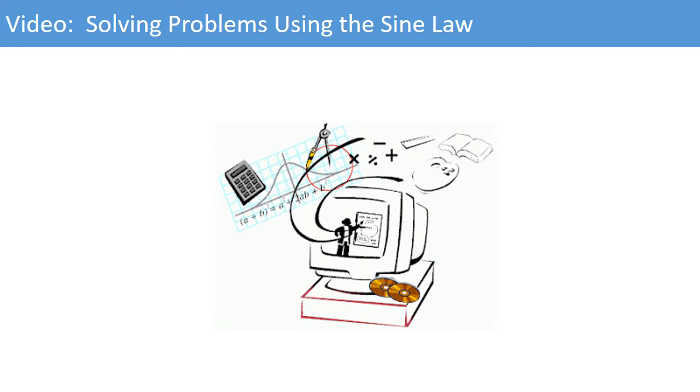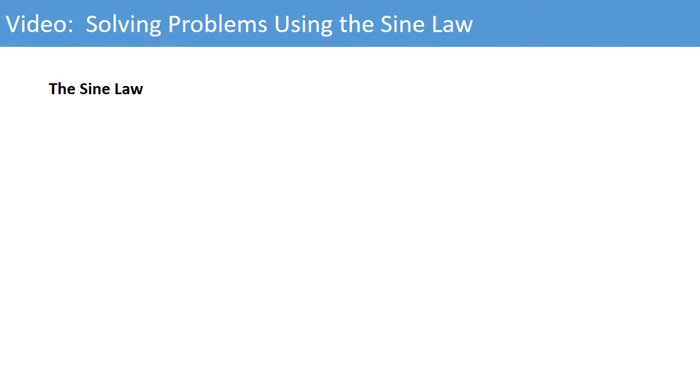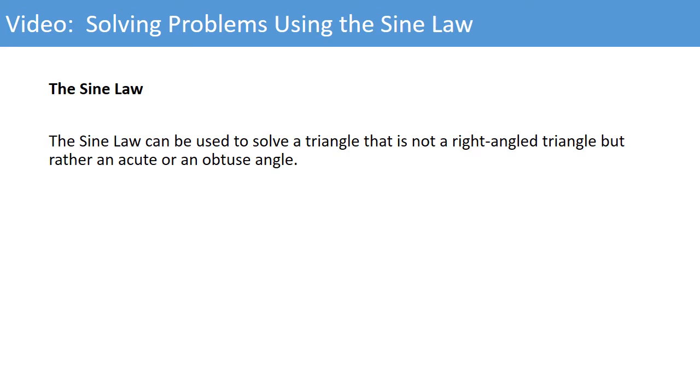Now we're going to look at how to solve problems using the sine law. What is the sine law, you ask? The sine law can be used to solve a triangle that is not a right angle triangle, but rather either an acute or an obtuse angled triangle. Here would be an example.